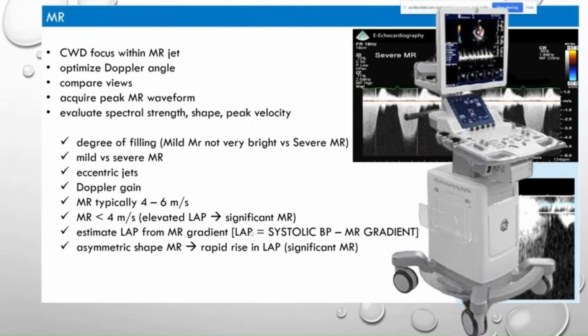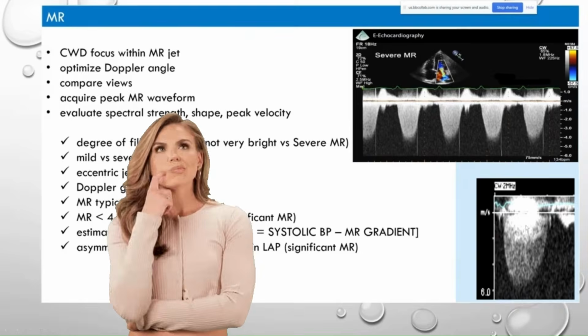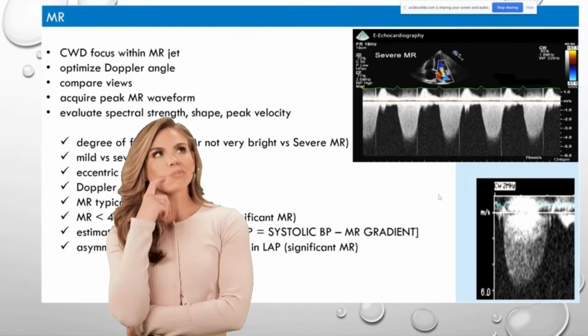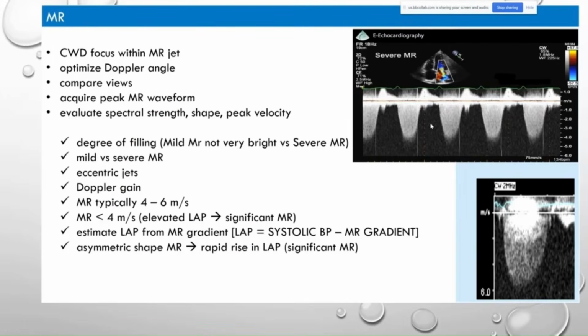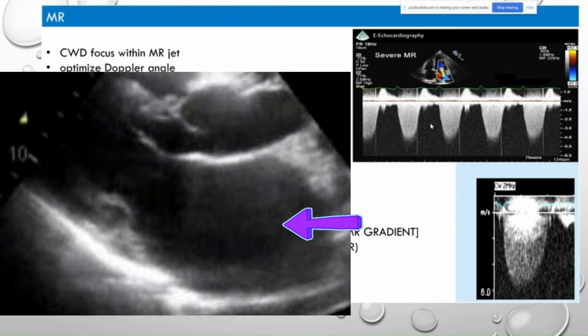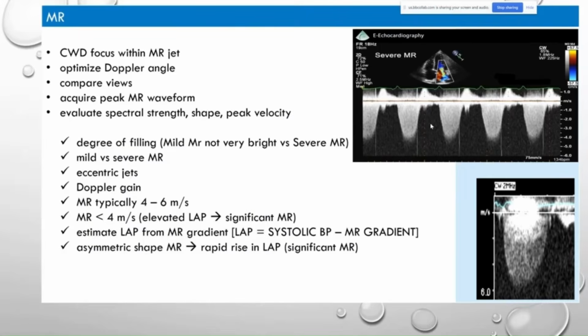So the left atrial pressure is going to equal the systolic blood pressure minus the mitral regurgitation gradient. So if it looks like this, it means the person's mitral regurgitation is moderate to severe. If it looks like this, look at how non-bright this is, and look at how much brighter this is. So again, if the MR velocity is decreased, less than 4 meters per second, it means that the pressure in the left atrium is elevated because of significant mitral regurgitation. Now, if the pressure is elevated, we can estimate the pressure using the mitral regurgitation pressure gradient. So we take that systolic blood pressure minus the MR gradient to get the left atrial pressure.